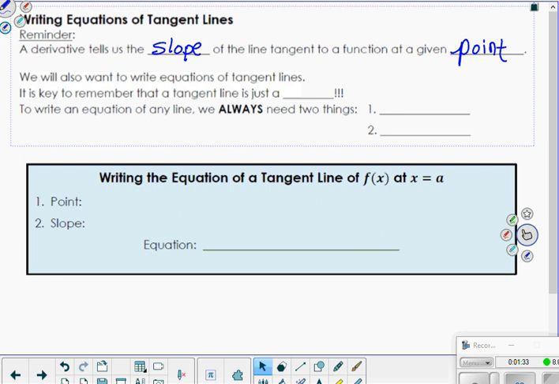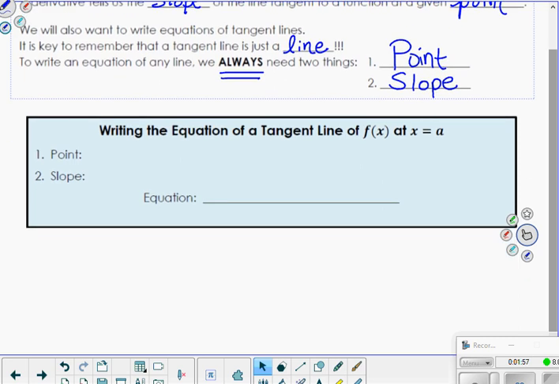It's key to remember that a tangent line is just a line. And we all know how to write the equation of a line. To write the equation of a line, we always need two things. One thing we need is a point, and the second thing we need is a slope, because we're writing linear equations. So writing this linear equation on the function f of x at x equals a, my point would be a, comma, and I need a y value. If I plug a into my function f, that gives us the y value, so we'll just call it f of a.